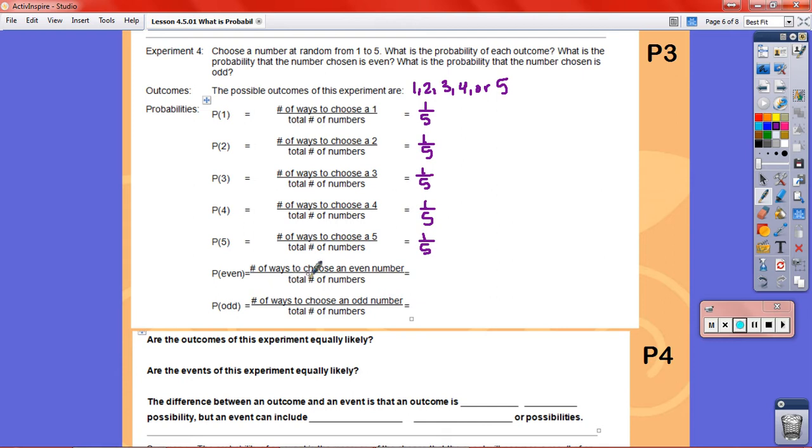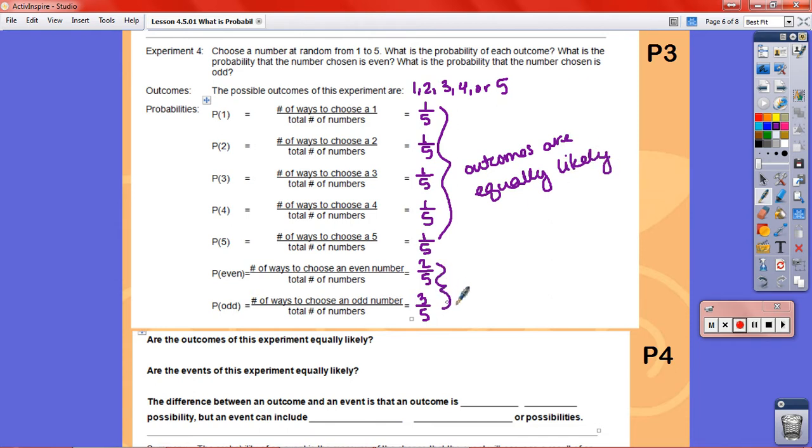But then our even numbers, well, how many even numbers are there? Well, there's 2 and 4, so there's 2 even numbers. That's 2 out of 5. And then there's odd numbers, 1, 3, and 5. So there's 3 odd numbers. So there's a 3 out of 5 chance of getting an odd number. And this is one where our outcomes all have the same probability. Outcomes are equally likely, but our events that we chose are not equally likely. So these are the events that comprise more than one outcome, and they are not equally likely.